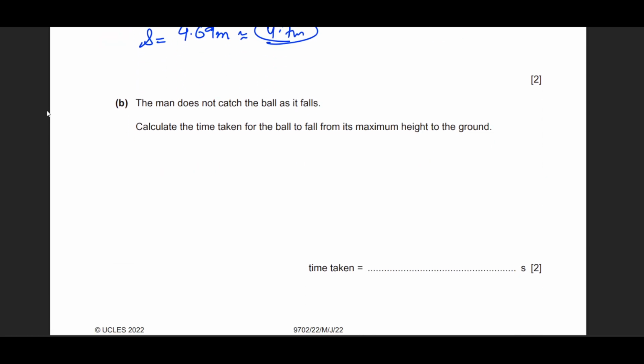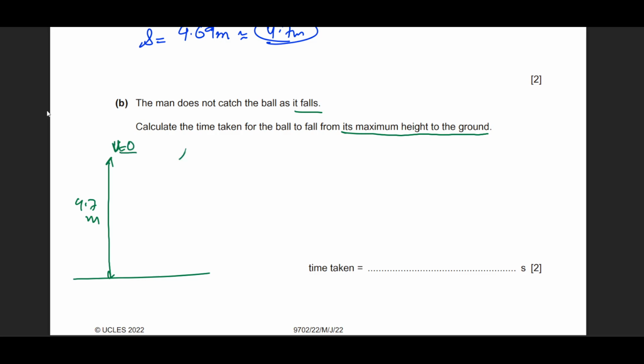Okay, part B. The man does not catch the ball as it falls. Calculate the time taken for the ball from its maximum height to the ground. No problem at all. Now it is at 4.7 from the ground. It is 4.7 meters away from the ground. Its initial velocity is 0.